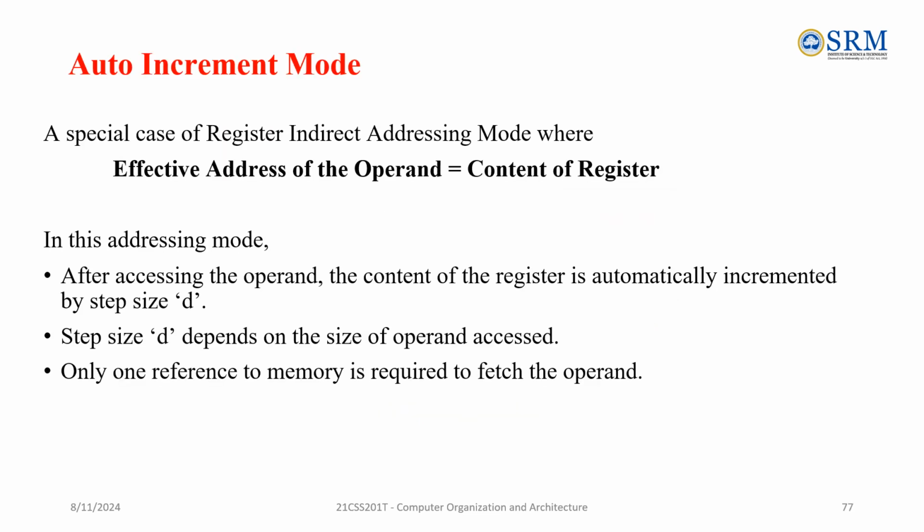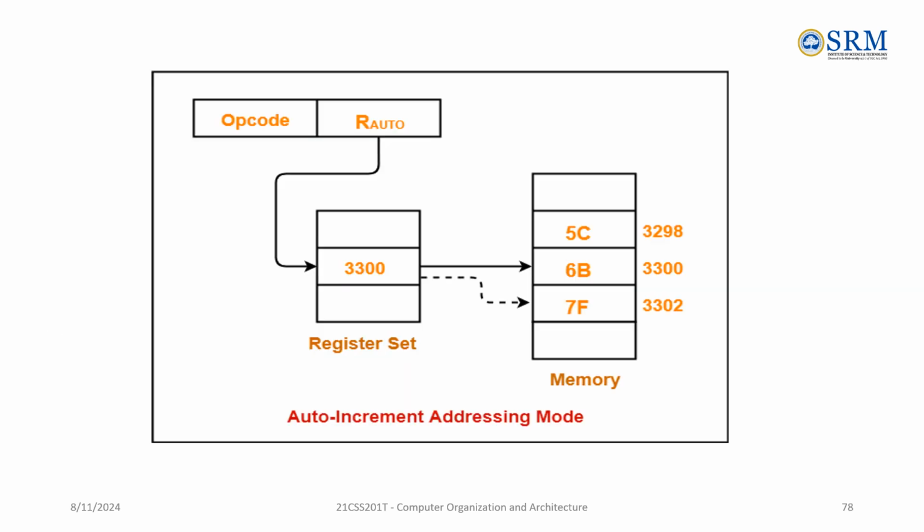Next is auto increment mode, a special case of register indirect addressing mode where the effective address is the content of the register. Okay, so after the data is accessed, the register content is automatically incremented. So first it is showing 3300. Once you take the data 6B, the address will be automatically incremented to point to 3302.